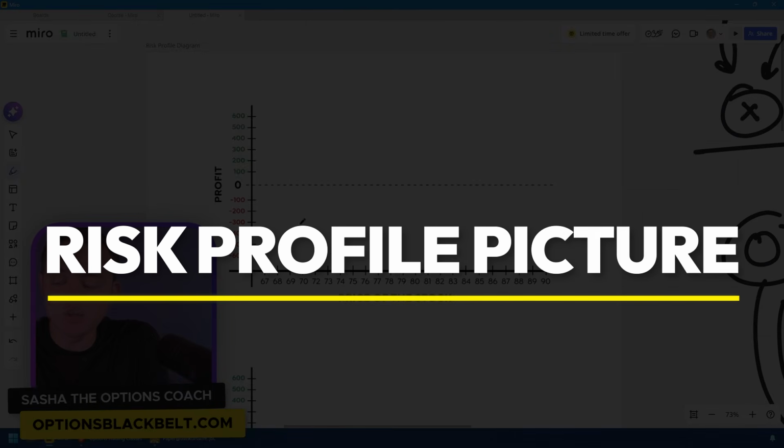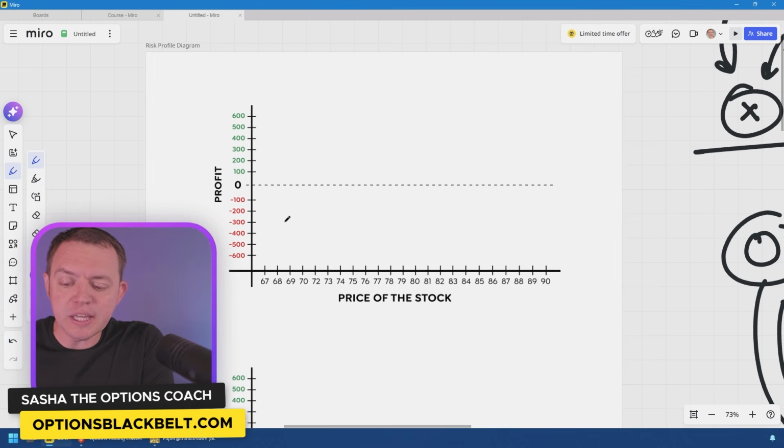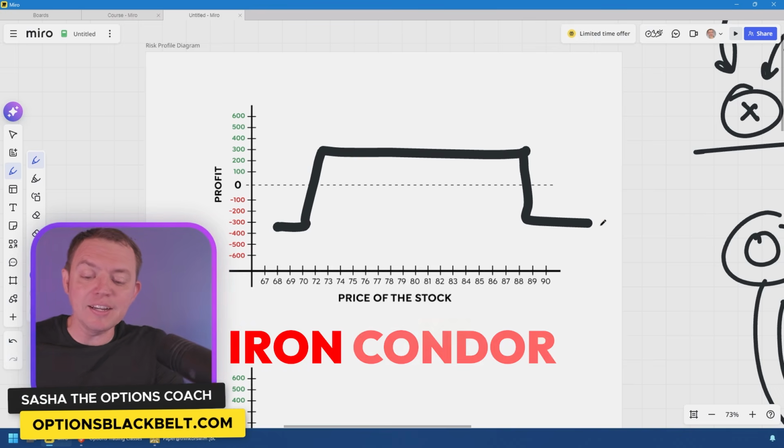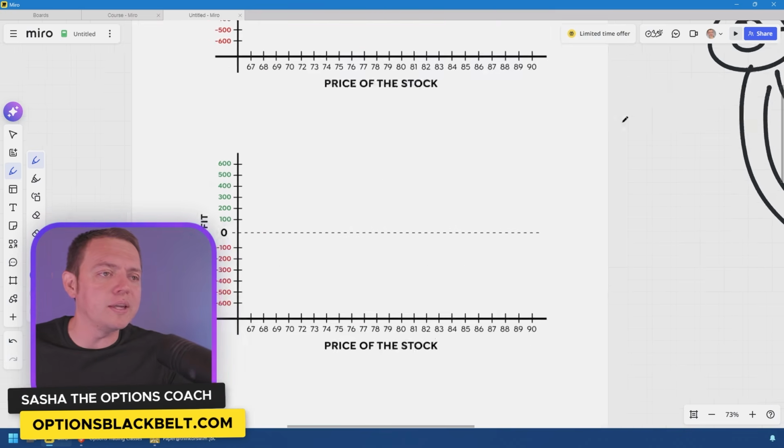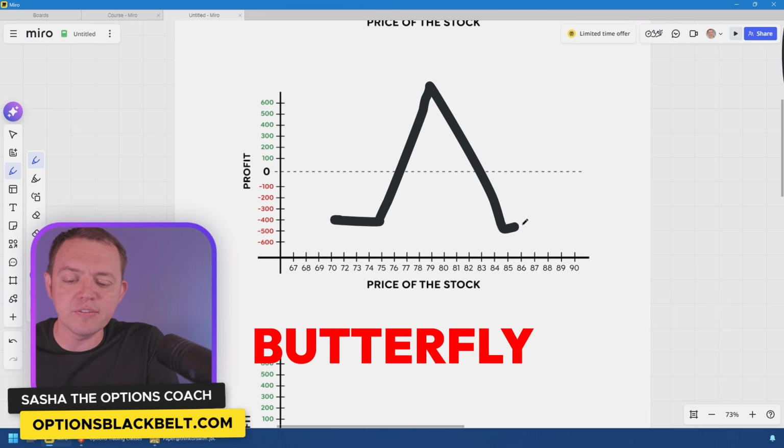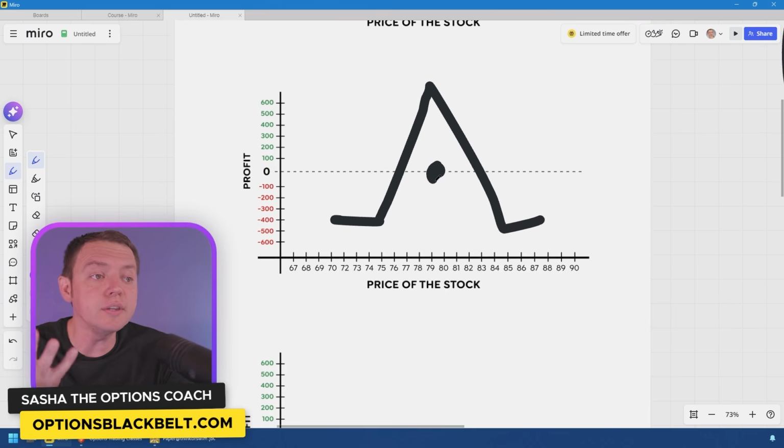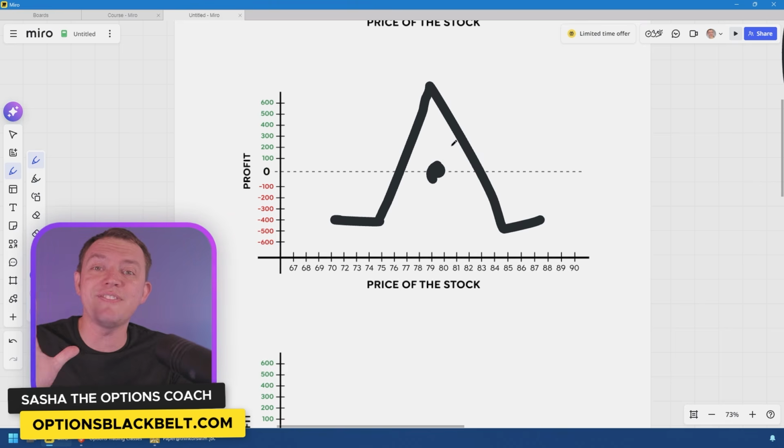You see, when you place a trade and you go in, you start looking at the risk profile picture, which is what a lot of people do. They look at something like, hey, this is my iron condor. Or they go in and say, hey, this is my butterfly. And the price looks good. The spread on it looks fine and fantastic.